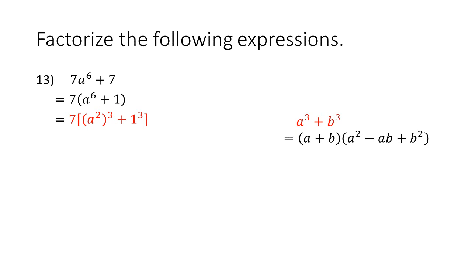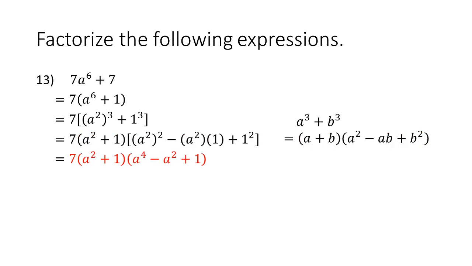By using the identity of a cubed plus b cubed, it becomes (a squared plus 1 squared), multiplied by (the square of a squared minus a squared times 1 plus 1 squared). So the answer will be 7 times (a squared plus 1), multiplied by (a to the power of 4 minus a squared plus 1).